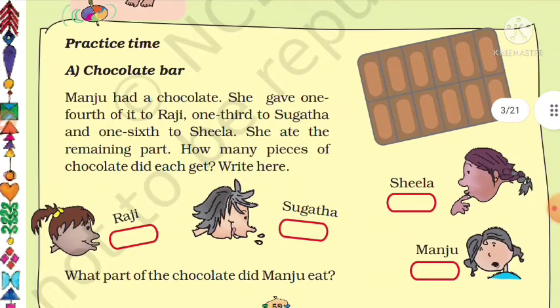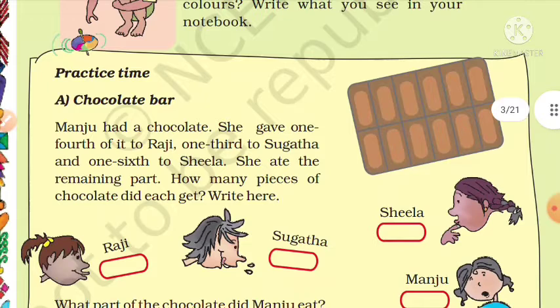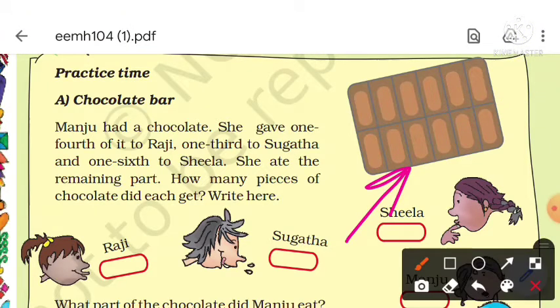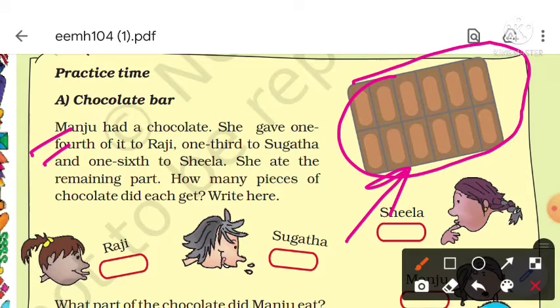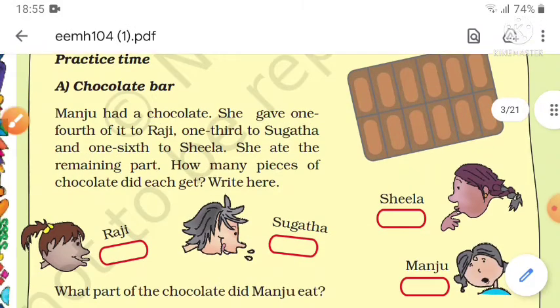Here also we have a chocolate bar. The statement is: Manju had a chocolate, that means this chocolate bar. She gave 1/4 of it to Raji, 1/3 to Sugatha, and 1/6 to Sheila. Then she ate the remaining part. How many pieces of chocolate did each get? So Manju had this chocolate bar.